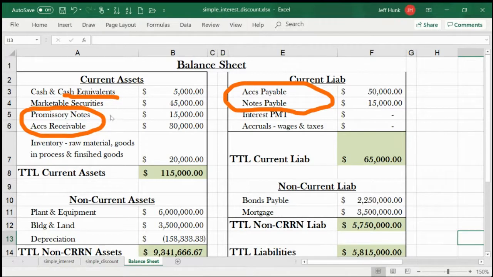So if they are, and those assets are called current assets. Current assets are basically assets that are very liquid. And promissory notes are also part of the liquid assets. So what does that mean? Promissory notes can be easily converted into cash.